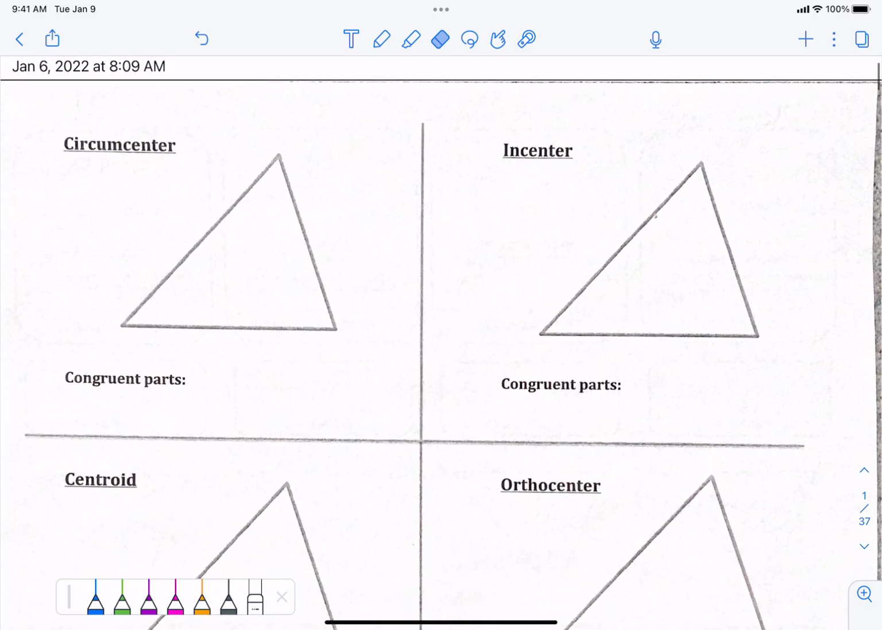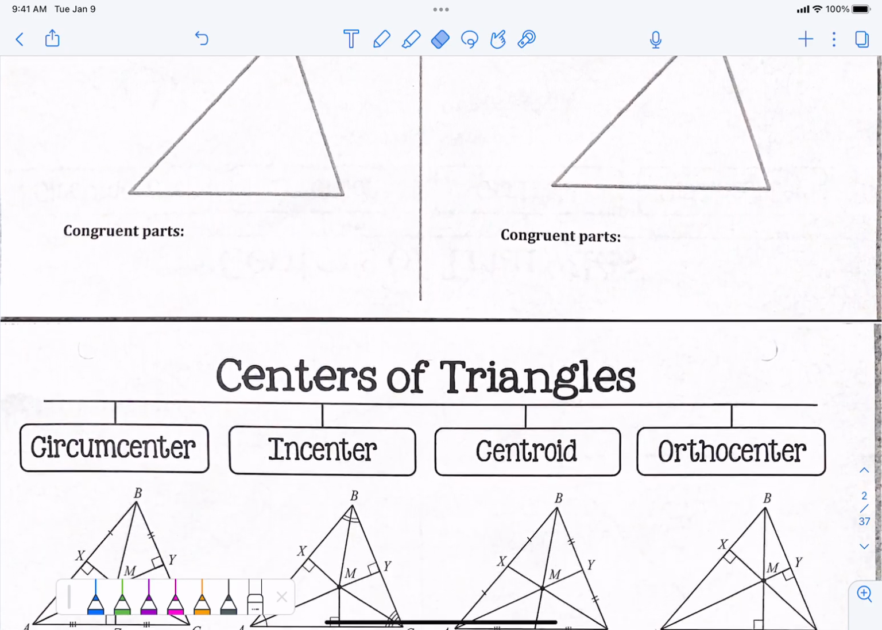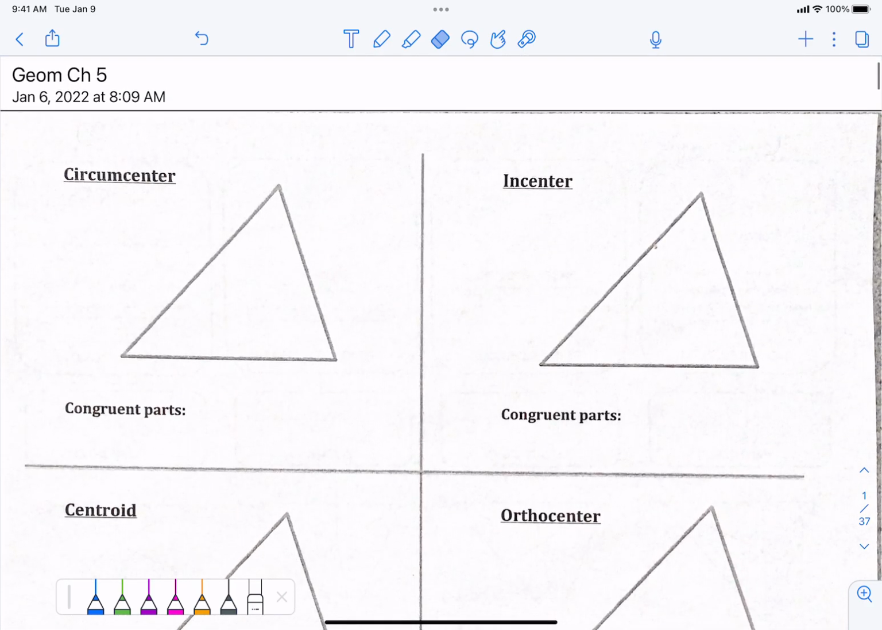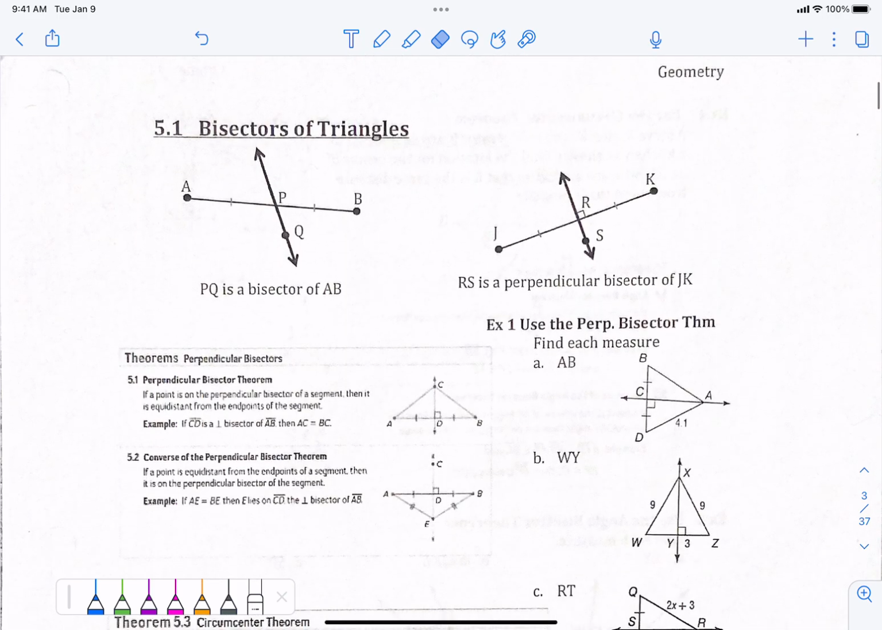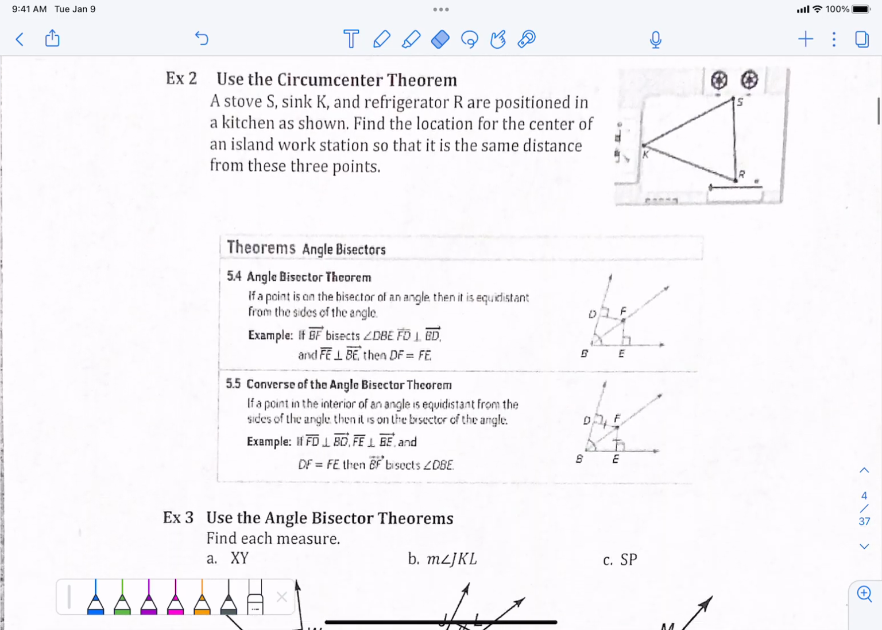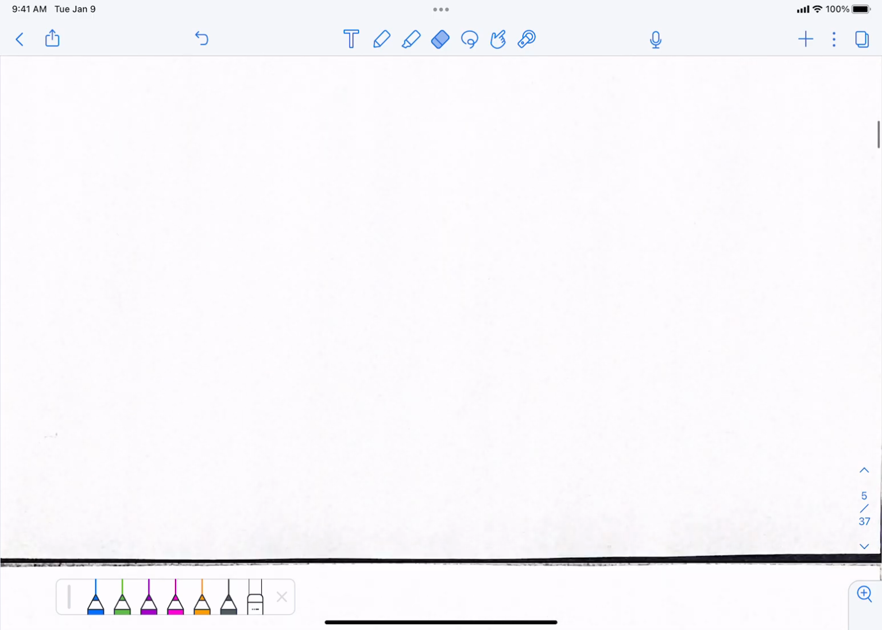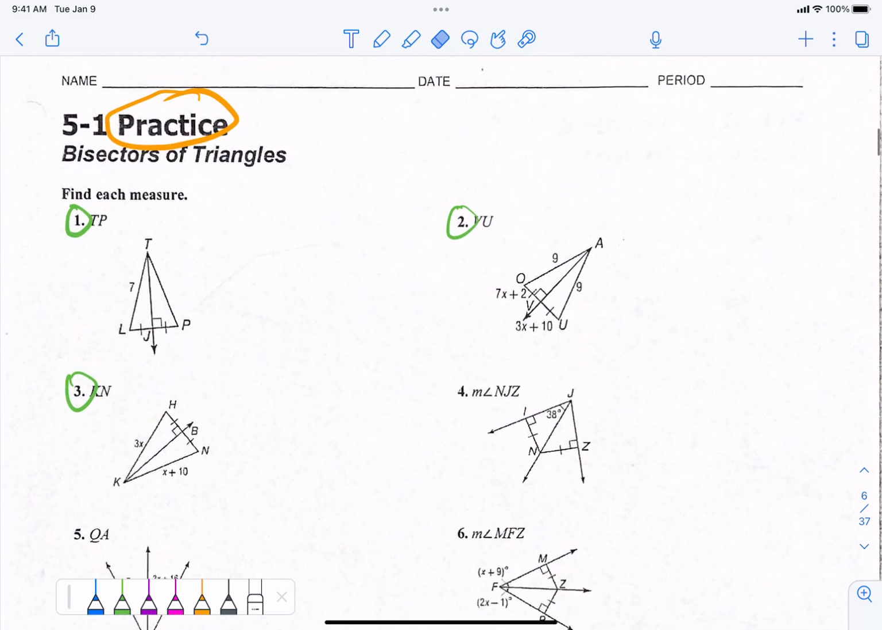We are starting chapter 5, and there are lots of papers that I'm giving you. I'm giving you a paper that looks like this, and this is the back of it. Then I'm giving you the notes paper, which looks like this, and it is a stapled page. And then the homework assignment, which looks like this, okay?